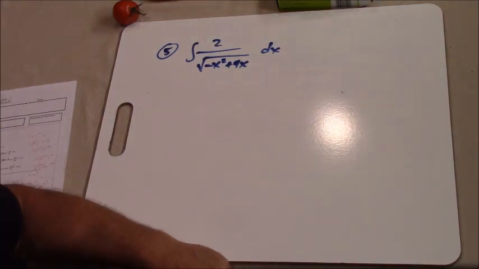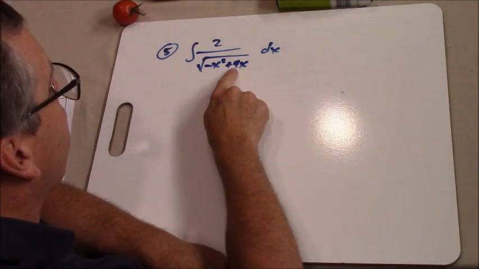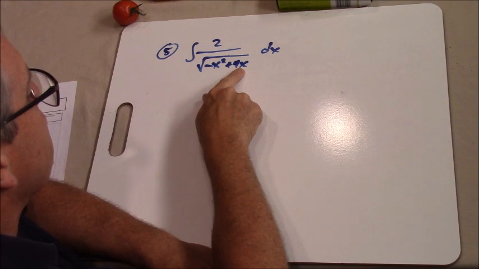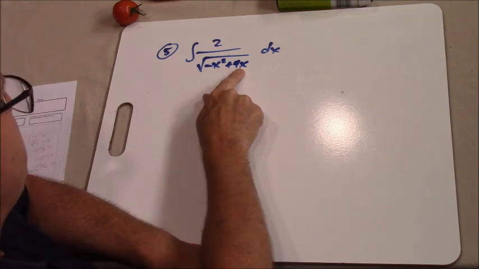All right, let's try another one. You guys go ahead and try this one. If you can't read that, that's 4x right there. Negative x squared plus 4x. Can't wait to be done with these pens.